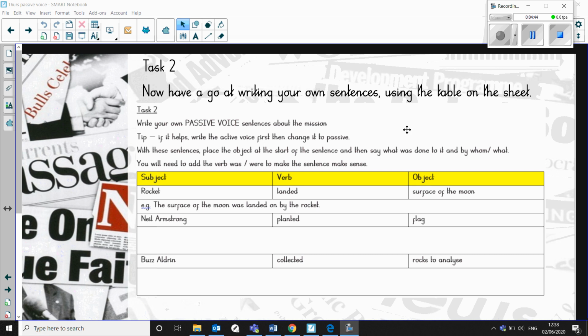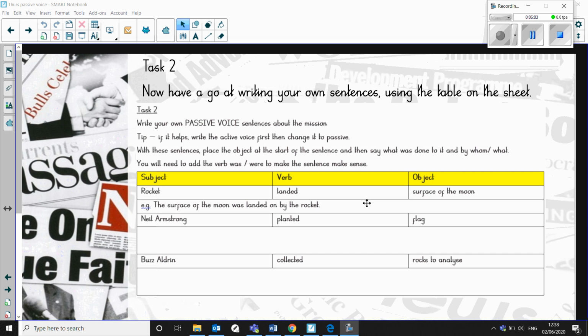The tip is on there. If it helps, write the active voice sentence first and then change it to the passive. Now obviously I haven't given you a sentence here, I've literally given you the subject, the verb and the object. So rocket landed surface of moon doesn't make sense as a sentence. It would be the rocket landed on the surface of the moon.